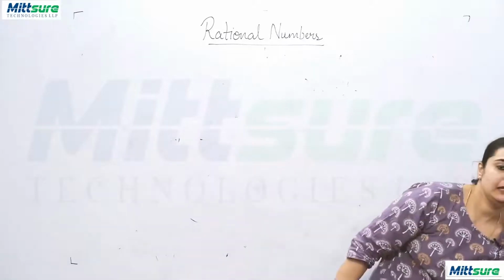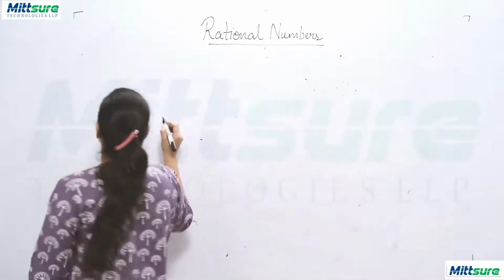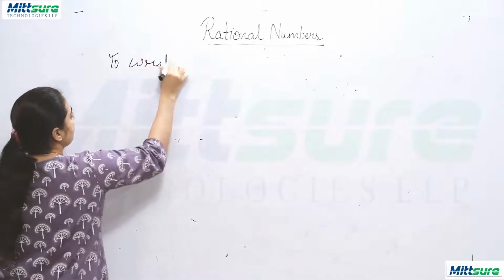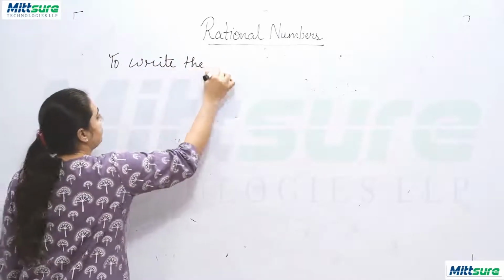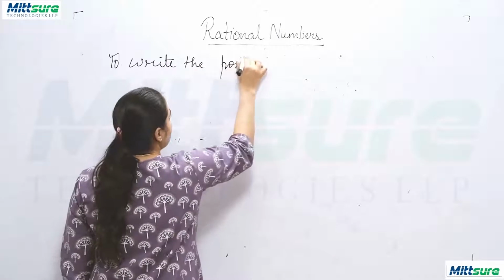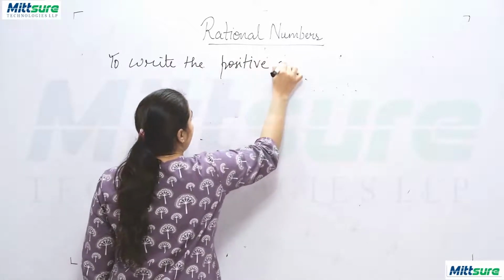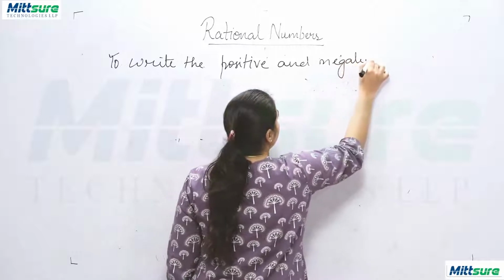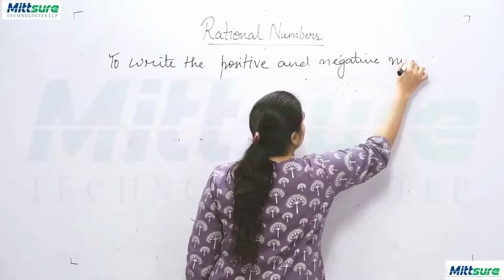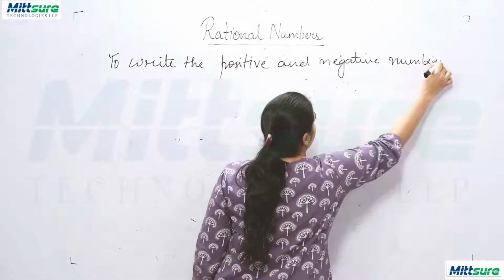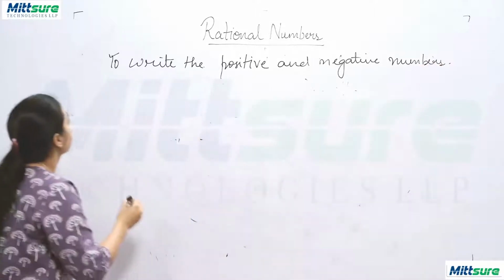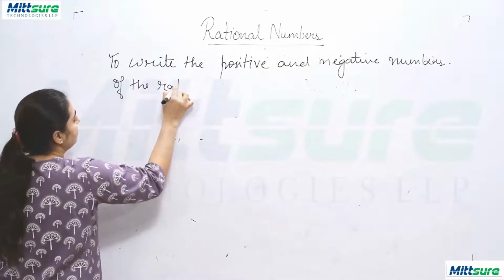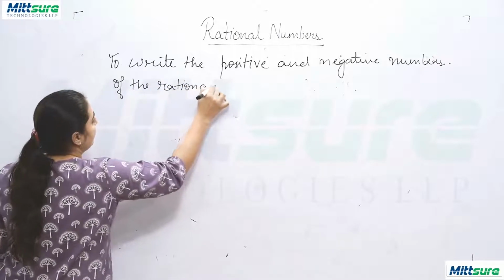The next type of illustrative examples is to write the positive and negative numbers of the rational number.